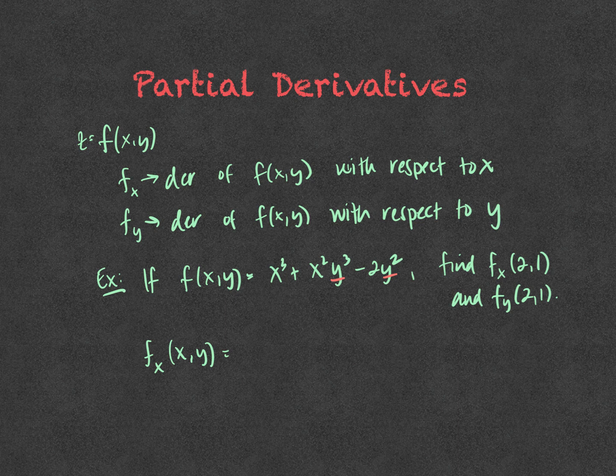So the derivative of x to the third is 3x squared, plus the derivative of x squared is 2x, and we keep the y to the third because it's a constant, and the derivative of negative 2y squared is 0. So we could say plus 0, but that's not important, so let's just leave it off. As you can see here, we brought the y to the third down just like it was a 5 or a 7. It is a constant, so we keep it as such.